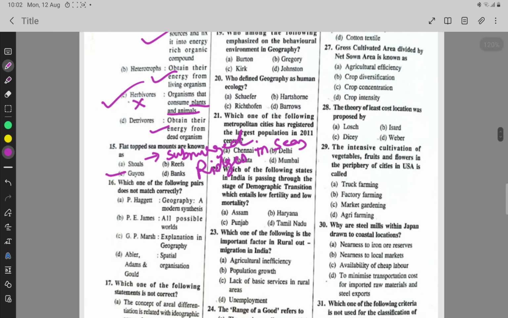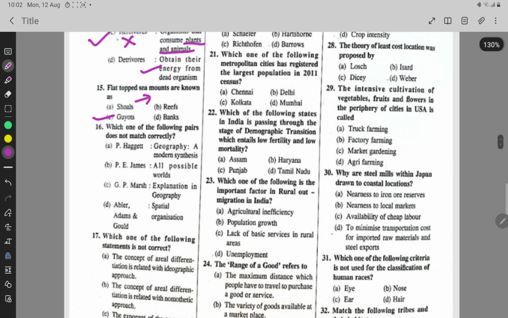Which one of the following pairs does not match correctly? Peter Haggett, Geography, A Modern Synthesis. Correct. P.E. James, All Possible Worlds. Correct. G.P. Marshall, Explanation in Geography. Not correct. Explanation in Geography is authored by David Harvey. Albert Adam and Gold, Spatial Organization is correct. So does not match correctly means C.